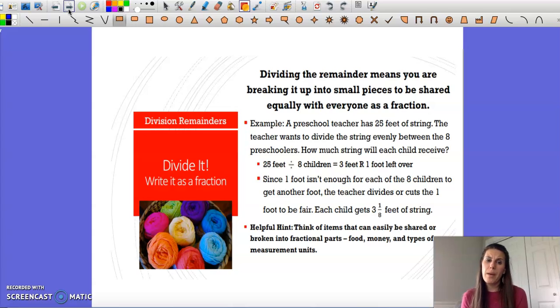Helpful hints for when you think about dividing it up and writing it as a fraction. Food is something that can easily be written up as a fraction. Also money and anything with measurement units. So in this example, we had feet. If you have inches, if you have centimeters, if you have gallons, those units of measurement can all be evenly divided up and written as a decimal or as a fraction.